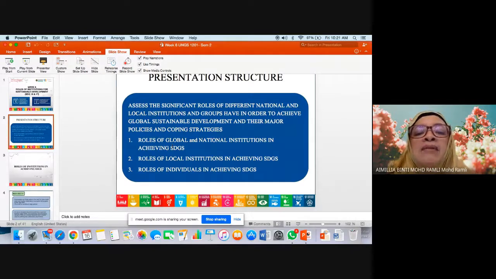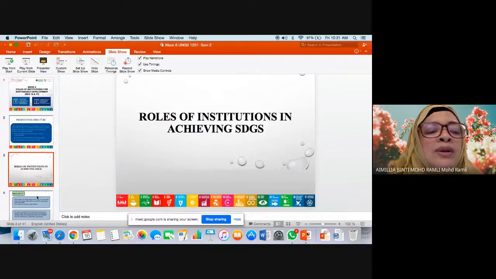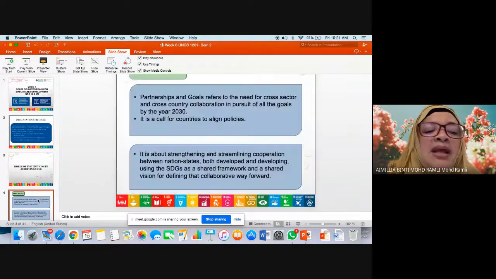So now we have roles of local institutions. I think these local institutions and individuals will come later in the next week. So this slide is meant to cover 2 weeks. This week for global and national institutions, but next week for local and individual institutions. Okay. So now roles of institutions in achieving SDG.